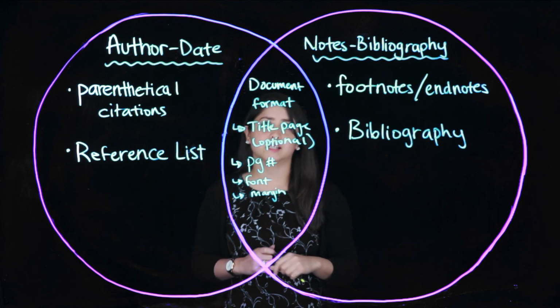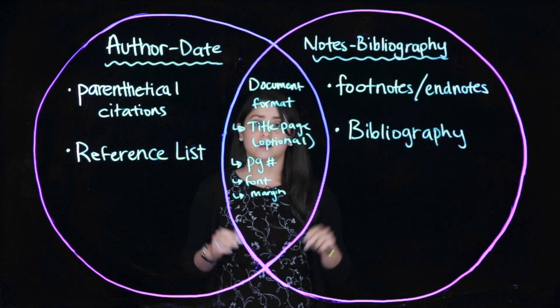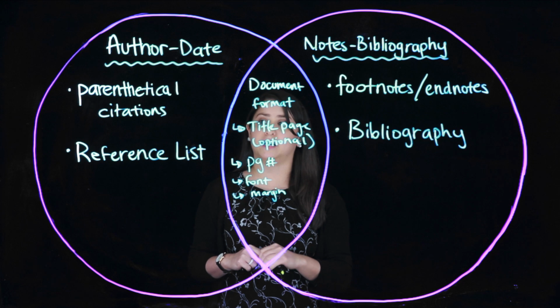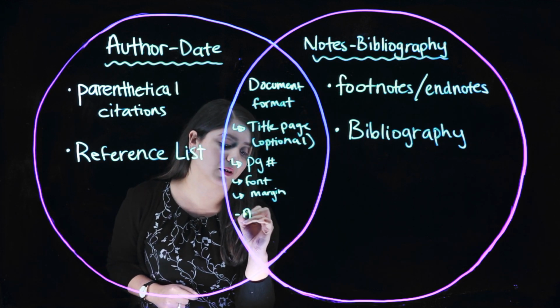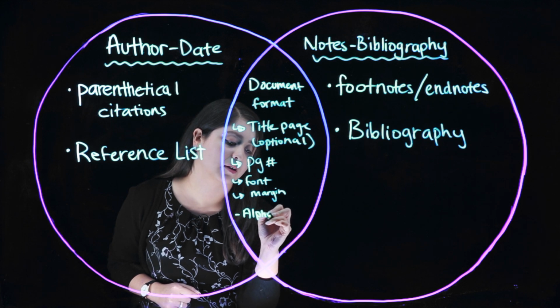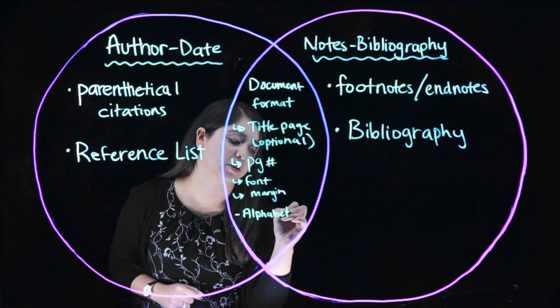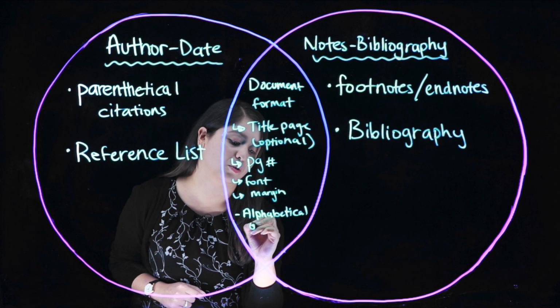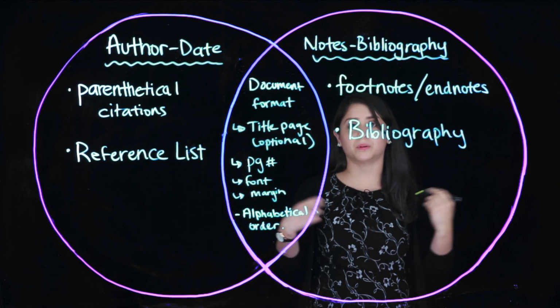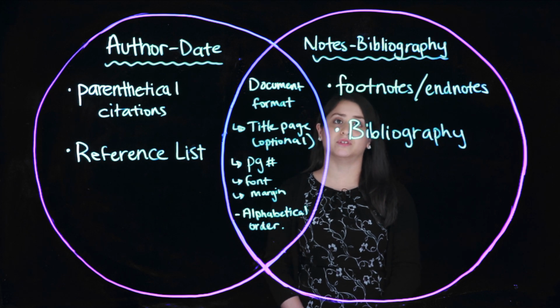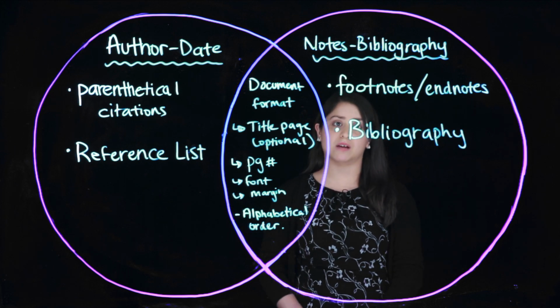And the second thing that's similar is the fact that you have to alphabetize your reference list or your bibliography. So you have to put it in alphabetical order. And those are some of the major similarities and differences between the two methods of Chicago style.